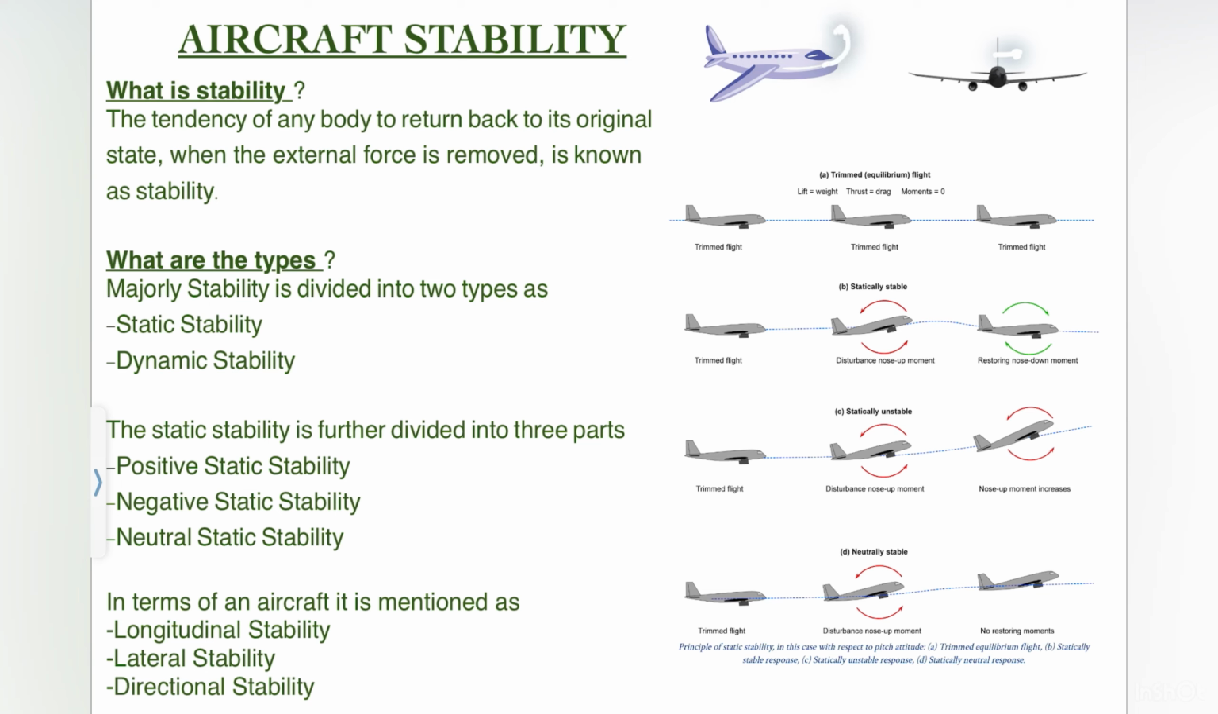If the aircraft turns with some degree because of the gust of wind, let's say in the port direction, the left direction, and when the gust is removed, the aircraft comes back to its original trajectory, that's known as directional stability. I hope this much is clear. This is how we define stability in an aircraft, whether the aircraft is showing a longitudinal positive static stability, a lateral positive static stability, or a directional negative static stability.